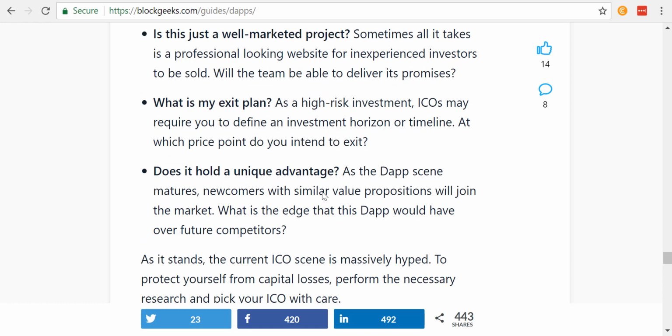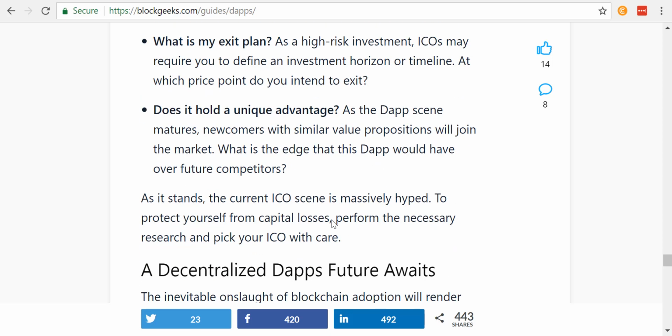What is my exit plan? As a high-risk investment, ICOs may require you to define an investment horizon or timeline. At which price point do you intend to exit? Does it hold a unique advantage? As the Dapp scene matures, newcomers with similar value propositions will join the market. What is the edge that this Dapp would have over future competitors?